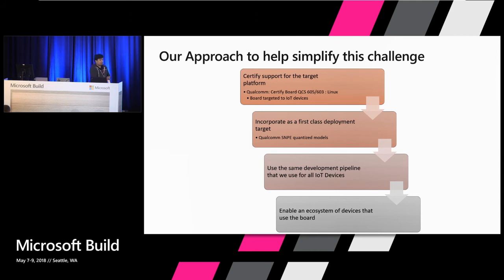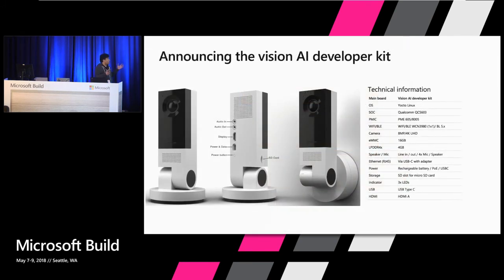And we look to incorporate it as a first-class deployment target, meaning that you can leverage all of the tools that we've shown you today and target that device directly, as simply as any of the other systems. You will be using the same pipeline, so same training, same components, same VS Code interface, and hopefully we will enable an ecosystem of devices that use this board. So that's how we ended up with the Vision AI Developer Kit. It's a fairly beefy Linux-based system that is going to run your models on device, on the edge.